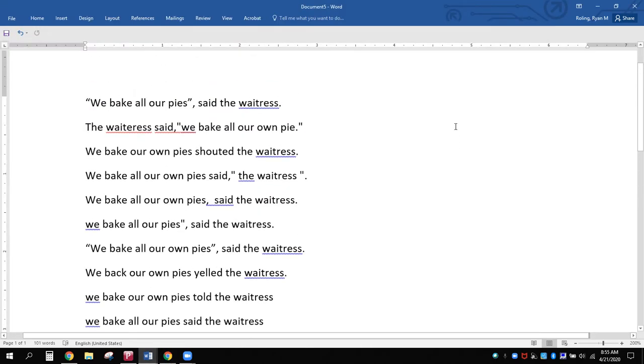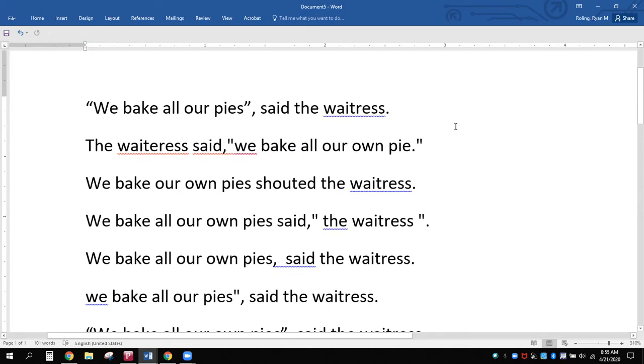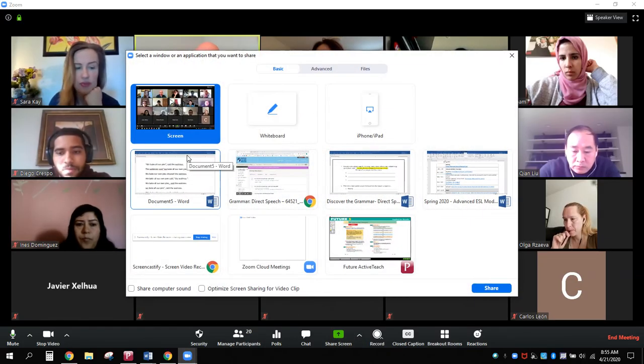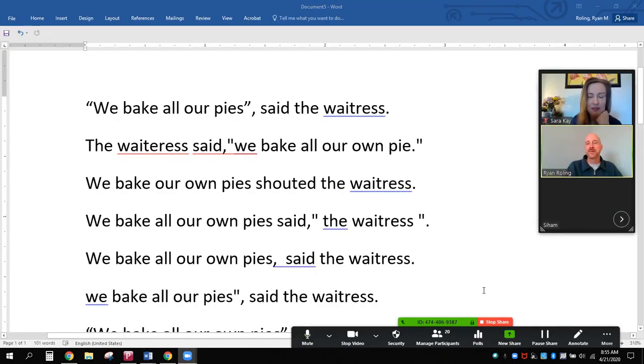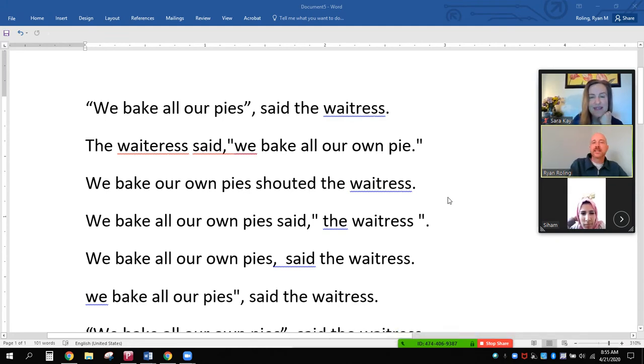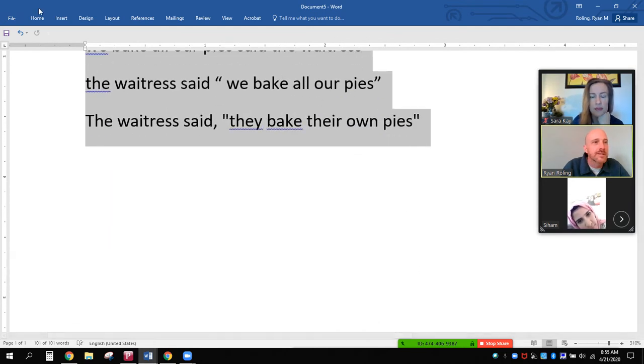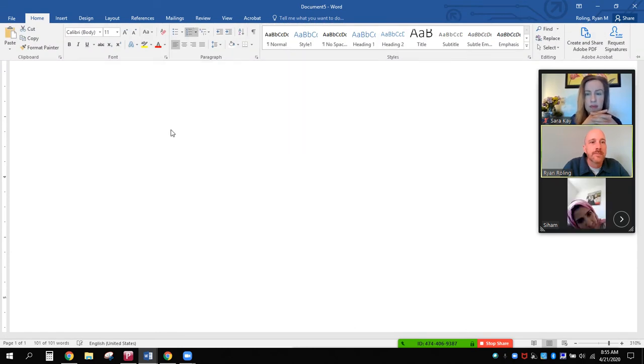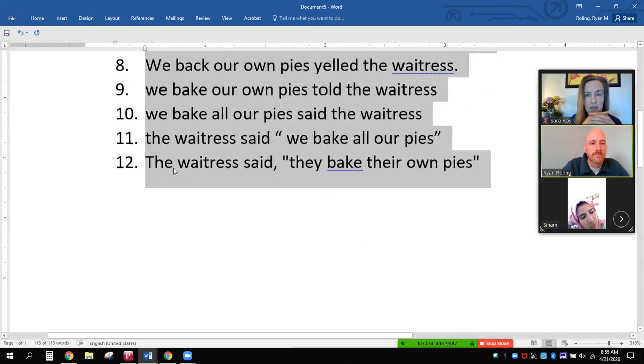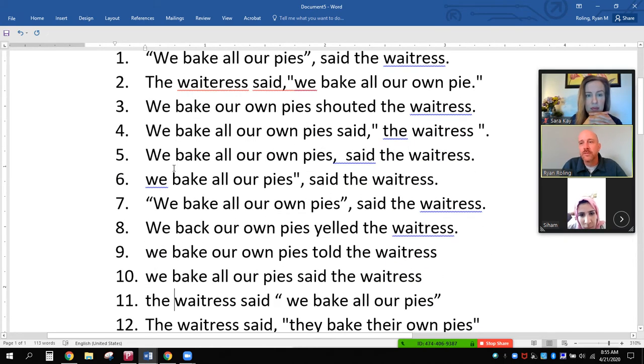So let's see what we're able to come up with as a class. From that sentence, we have these examples. Oh, are you all seeing this? I didn't share it. That would help if I shared it. How about now? Okay, so let's look at these and talk about what is correct and what's incorrect about them. Let me number them so that we can talk about them in a more organized way. We have 12 examples. We might not go through all of them.